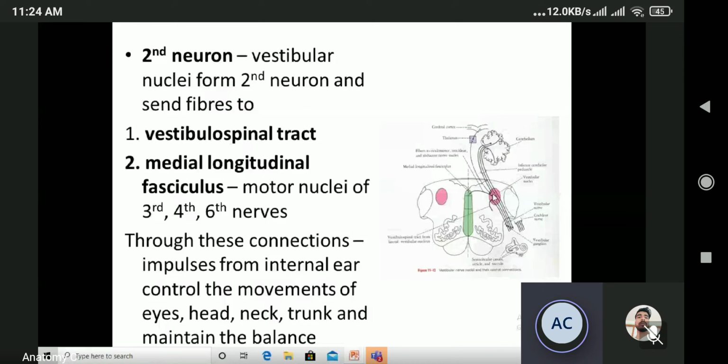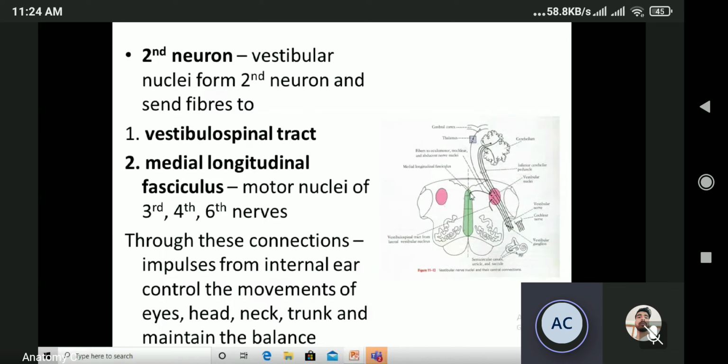So this is the vestibular nuclei, which lies partly in the pons and partly in the medulla. Now some fibers here go towards the flocculonodular lobe of the cerebellum, whereas some fibers form the vestibulospinal tract here, and some form the medial longitudinal fasciculus.